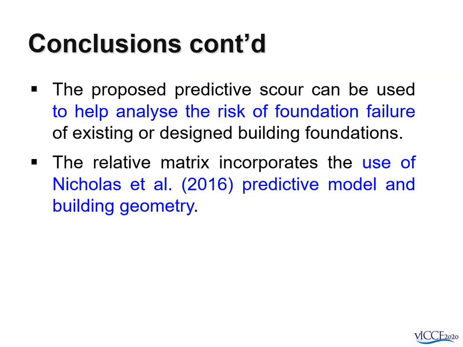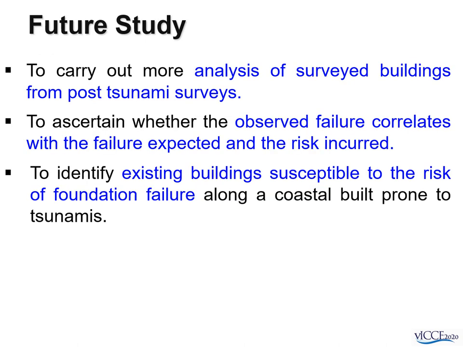The proposed predictive scour model can be used to help analyze the risk of foundation failure of existing or designed foundations. The relative risk matrix incorporates the use of Nicholas et al. predictive model and building geometry. Our future studies will be to carry out more analysis of surveyed buildings from post-tsunami surveys to ascertain whether the observed failure correlates with the failure expected and the risk incurred, and to identify existing buildings susceptible to risk of foundation failure along a coastal belt prone to tsunamis.